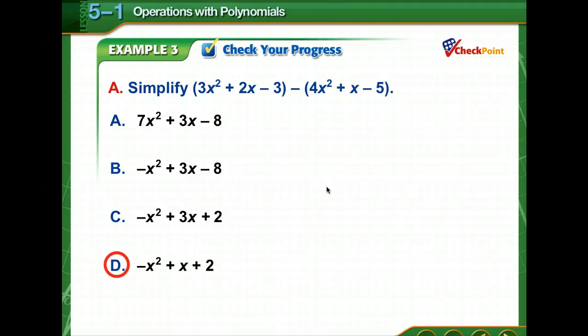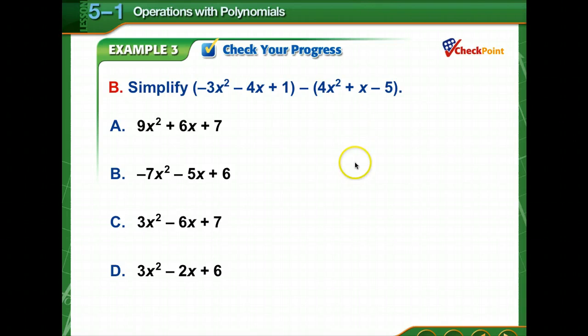Negative x squared plus x plus 2. Did you get that one? Don't forget you have to change every sign inside the parentheses. So if you got it off, maybe that's where you missed. And a negative times a negative makes that 5 positive. Let's try another one. So pause and come back and check your answer. Did you get negative 7x squared minus 5x plus 6? Excellent. You remembered to distribute this negative 1 across this set of parentheses.